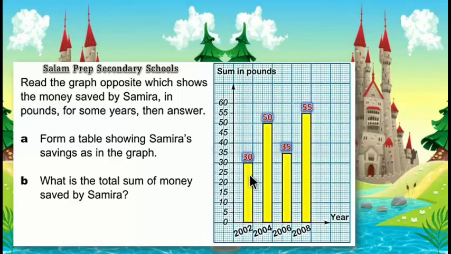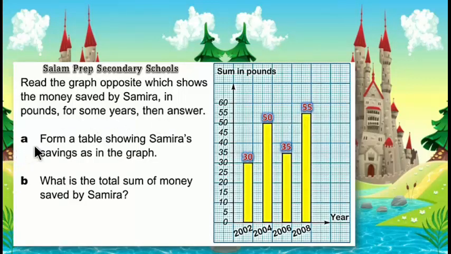The first column 2002, 30 pounds. The second column 2004, 50 pounds. The third column 2006, 35 pounds. The fourth column 2008, 55 pounds. Now we need answer the following.